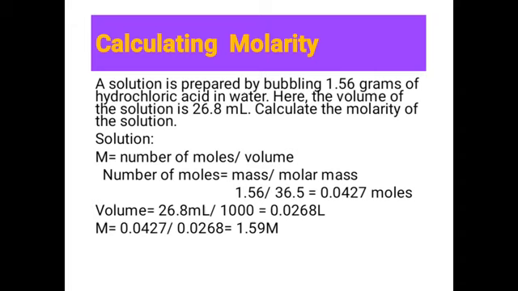Now let's take this example. The question says a solution is prepared by bubbling 1.56 gram of hydrochloric acid in water. Here the volume of the solution is 26.8 ml, that's milliliter. Calculate the molarity of the solution.